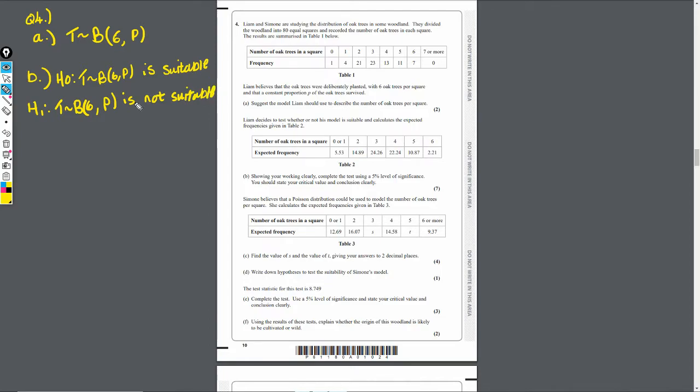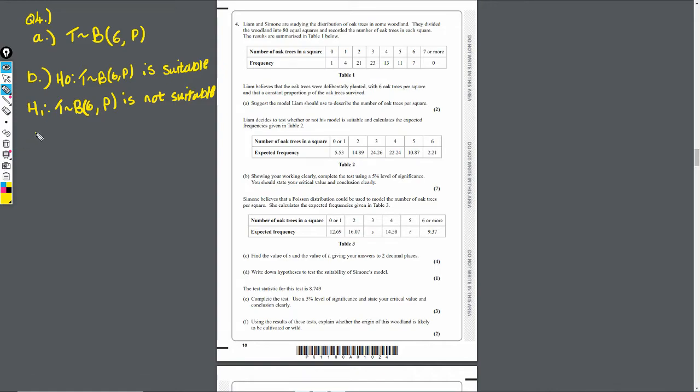There we go, so just about enough room. So we've got our hypotheses. Now let's have a go at actually doing this question. The first thing is, we're not given a p. We can work out this p, and because we'd have to work it out anyway, it changes our degrees of freedom. We're not going to need the degrees of freedom till the very end of the question, but let's just work out the p anyway.